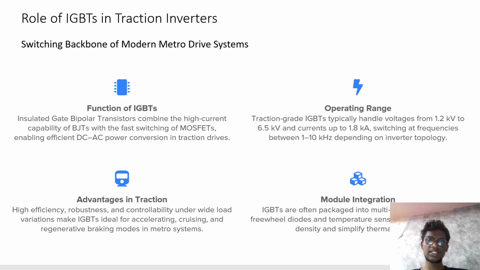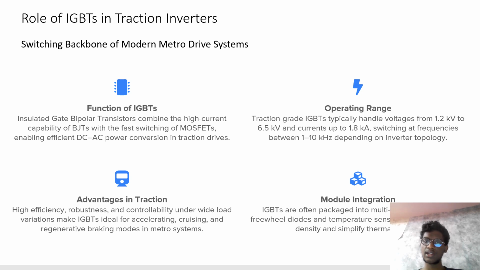Role of IGBTs in traction inverters: switching backbone of modern metro drive systems. Function of IGBTs, operating range, advantages in traction, module integration. Function of IGBTs: the insulated gate bipolar transistor combines the high current capability of BJT with the fast switching of MOSFETs, enabling efficient DC to AC power conversion in traction drives.